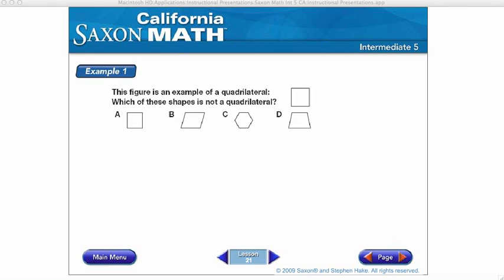Okay, example 1. This figure right here is an example of a quadrilateral. Which of these shapes is not a quadrilateral? Well, quad means 4. If you drive a quad, you drive a four-wheeler. If you drive a motorcycle or a bicycle, those have two wheels. Quad means 4. So I know that a quadrilateral has 4 sides. So A has 4 sides, B has 4 sides, C has 6 sides. So C is not a quadrilateral. It does not have 4 sides.